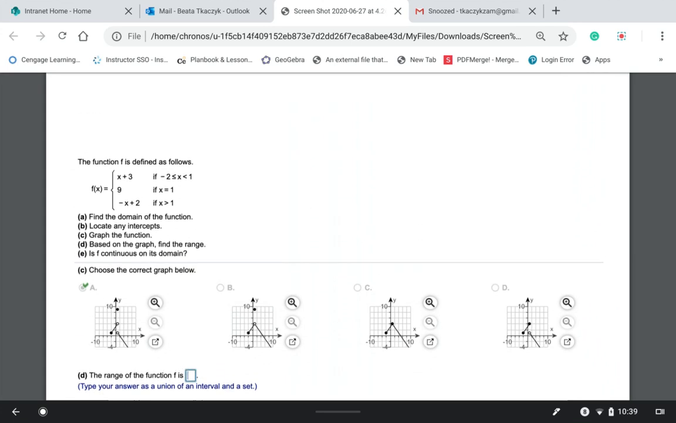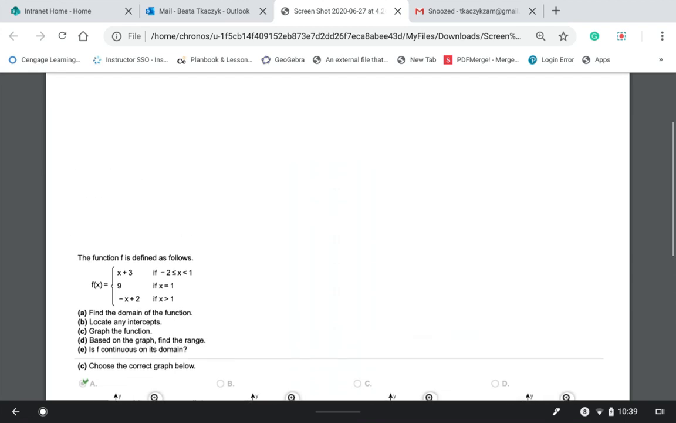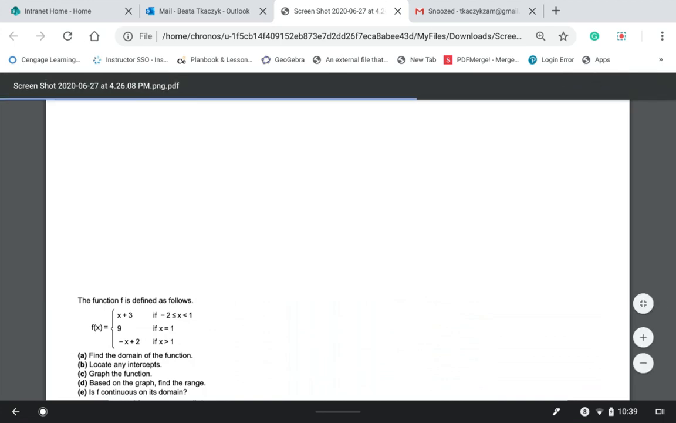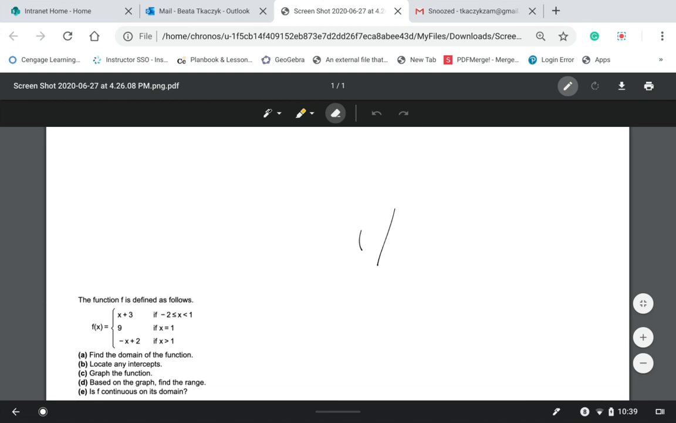So the major question was about how to figure out what is the range of the function, but before I would jump to range, I want to answer all the questions. So part A, they want you to find the domain. So let's find the domain.